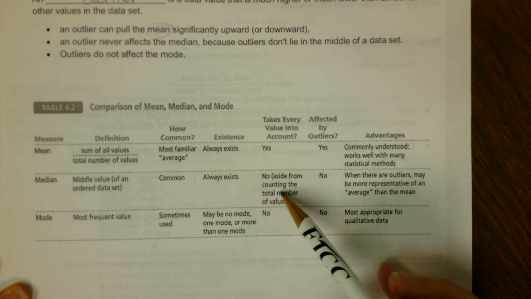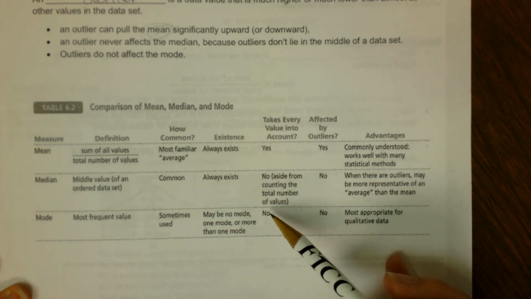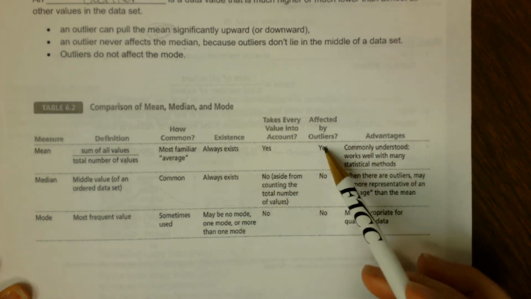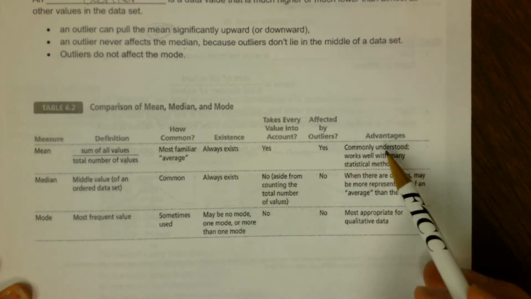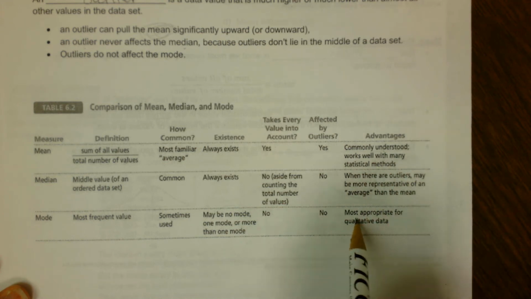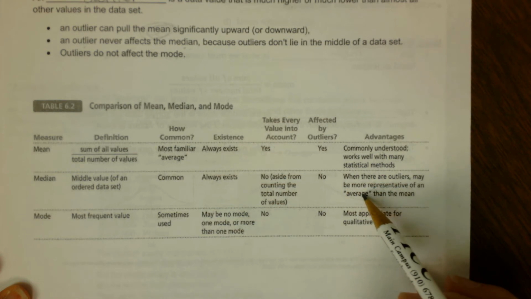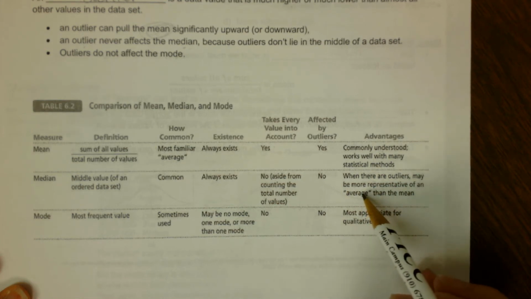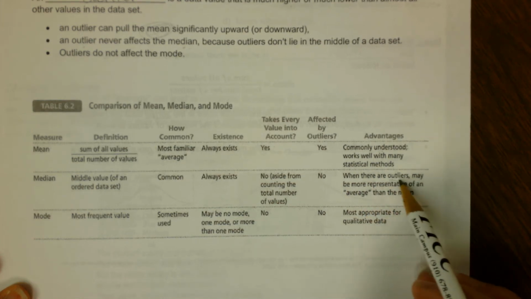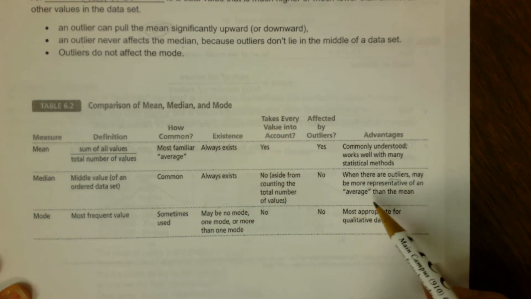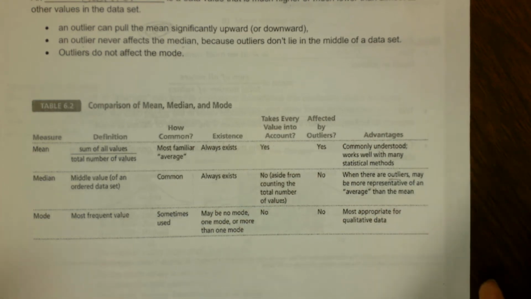The median only cares about the middle numbers. The mode also only cares about the most frequent value. Mean is the only one affected by outliers, and some of the advantages for mean, median, and mode. Median sometimes is used over mean if you have outliers because it might be more representative of the average, because it doesn't take into account that outlier.